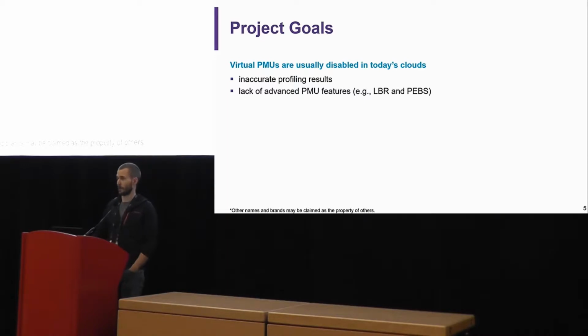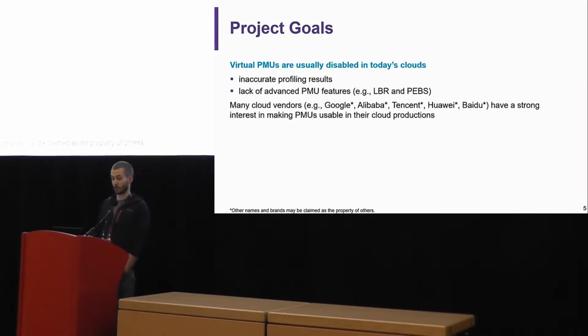The reasons for that are that in a KVM guest, you generally get inaccurate results, and we also don't currently have support for advanced features in KVM. So last branch records and event-based sampling, PEBS. Note today I'm just going to talk about optimizing the PMU and LBRs. For time, PEBS gets shoved off the end.